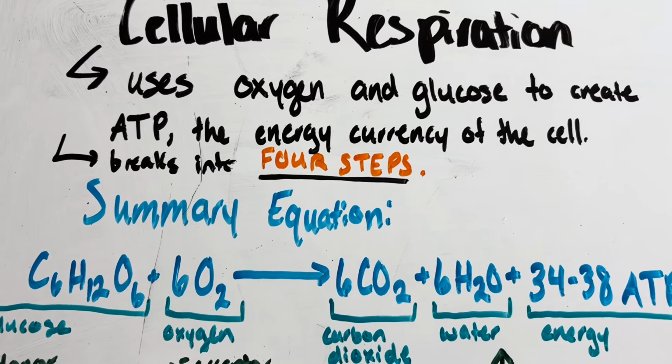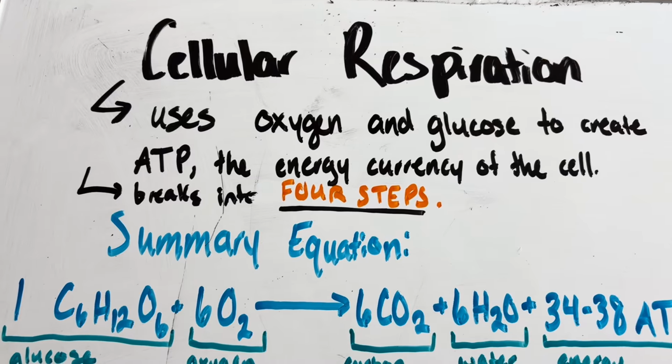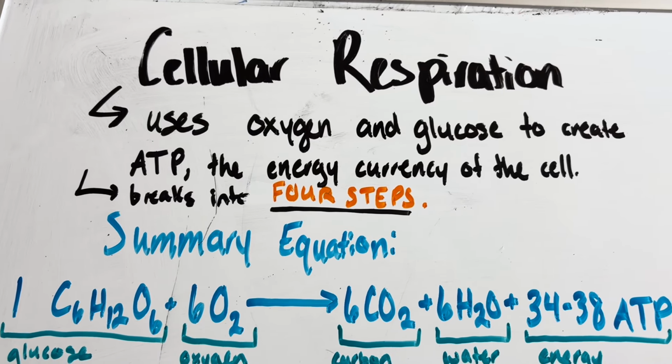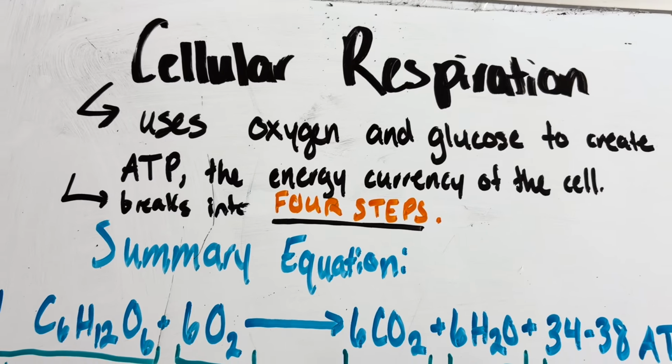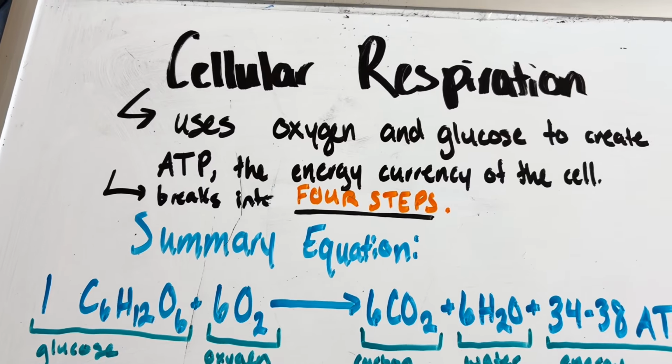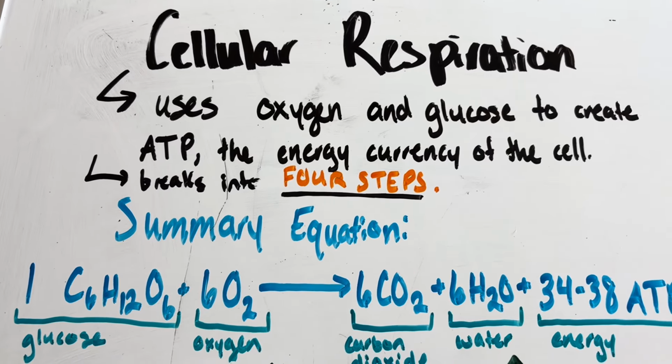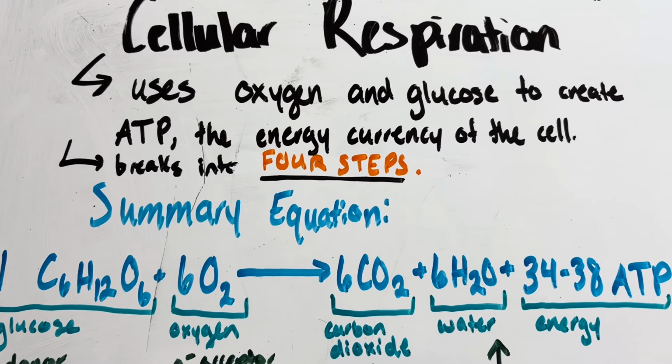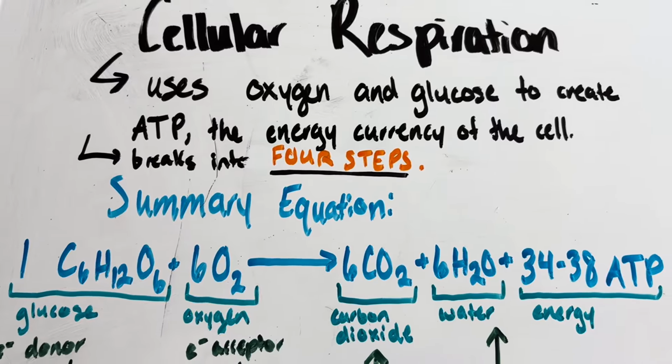And so the whole process of cellular respiration is going to break into 4 main steps. Glycolysis, breakdown of pyruvate, the citric acid cycle, the electron transport chain / oxidative phosphorylation.